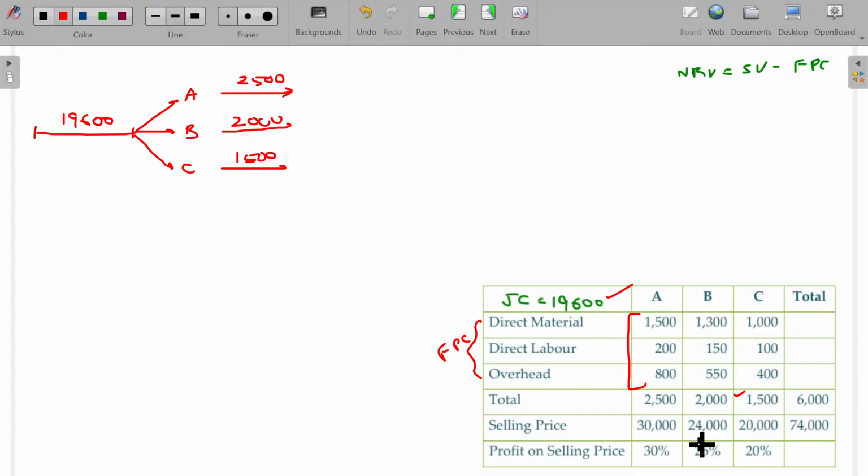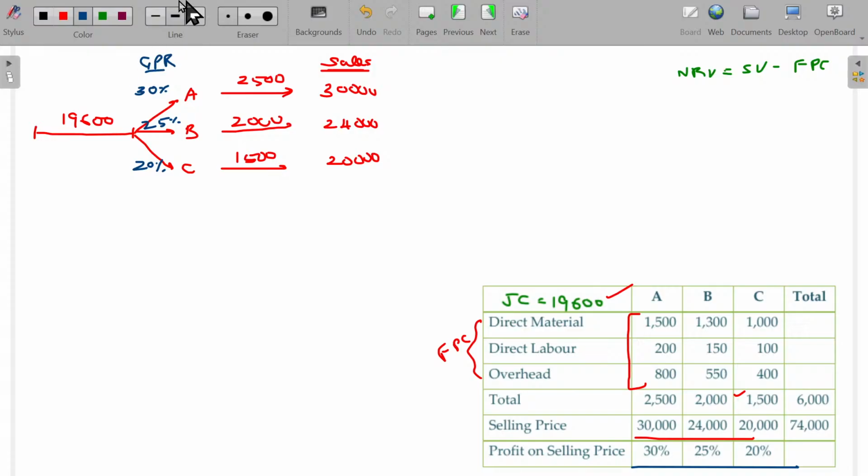And here the selling price, overall sales, being 30,000, 24,000 and 20,000 rupees. And expected GPR in this case being 30%, 25%, 20%. This is the GPR.